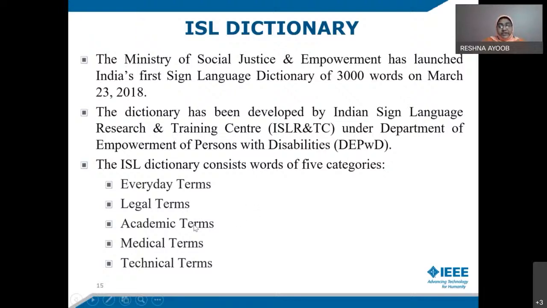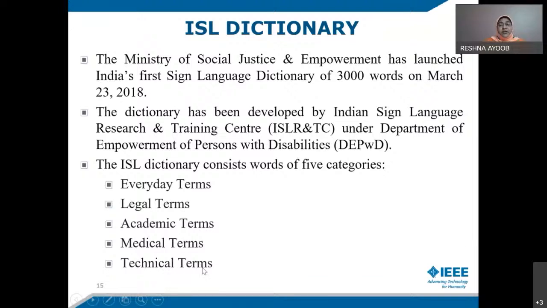Then it contains academic terms also. It contains 229 videos for 212 terms to help deaf children understand complex academic concepts. It has words from various subjects like physics, geography, biology, math, etc. And the medical terms are also there. It includes 200 sign videos of 200 medical terms to help the deaf community better understand medical terminologies used in hospitals and in medical situations.